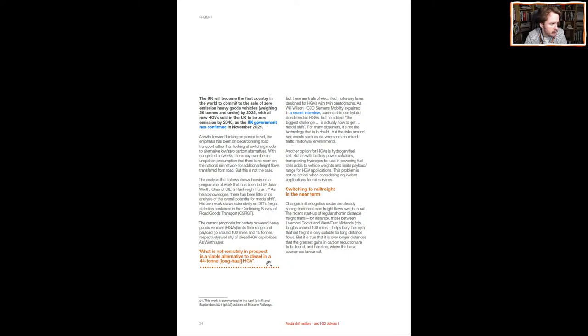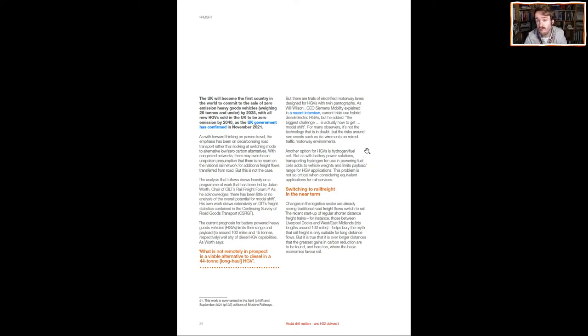There's some general feedback. What is not remotely in prospect is a viable alternative to diesel in a 44-ton HGV. That's basically the standard HGV. There is no viable alternative to that. So, yes, good luck with that. They're looking at trials of electrified motorway lanes, which, as we've discussed before, is not that sensible an idea. Looking at hydrogen fuel cells, which might actually be better because it avoids the lithium. I know people are saying hydrogen is bobbins. Yes, it is. But it's potentially less bobbins than digging all that lithium out of the ground.